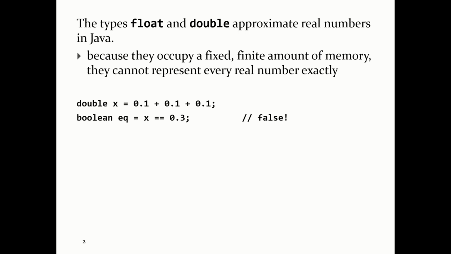If we look at this little example here, if I take 0.1 and add it to itself twice, so 0.1 plus 0.1 plus 0.1, mathematically that's 0.3. If you actually run that line of code and look at the value of EQ, you get back false. 0.1 plus 0.1 plus 0.1 is not 0.3, which to most people would be surprising.